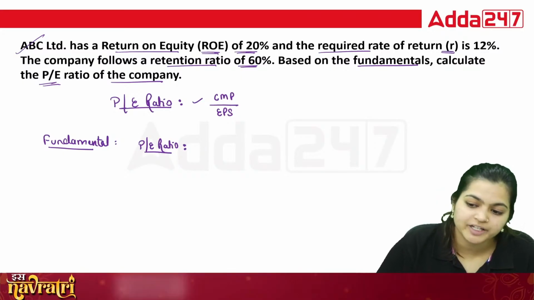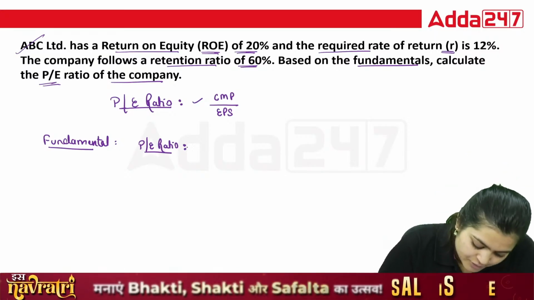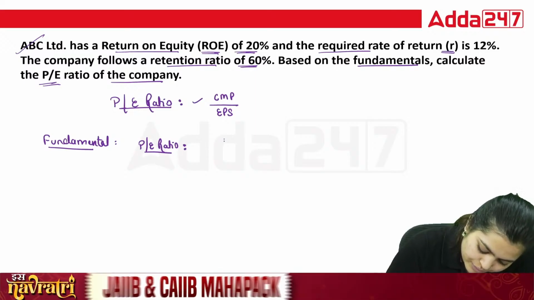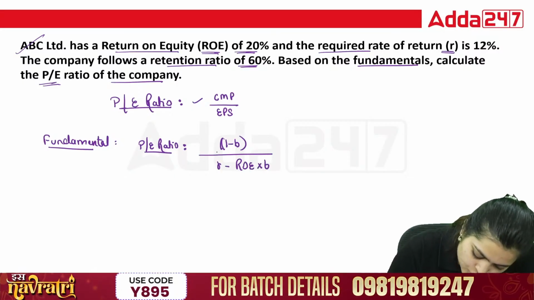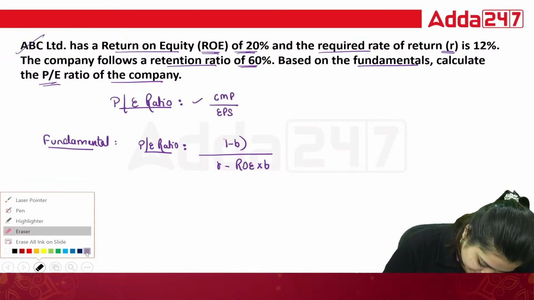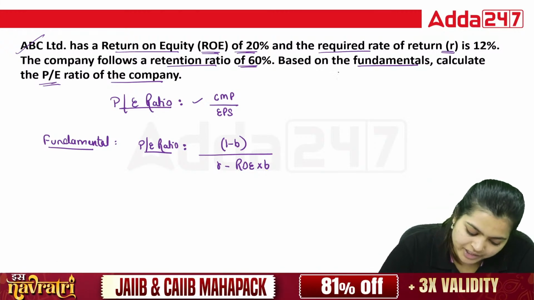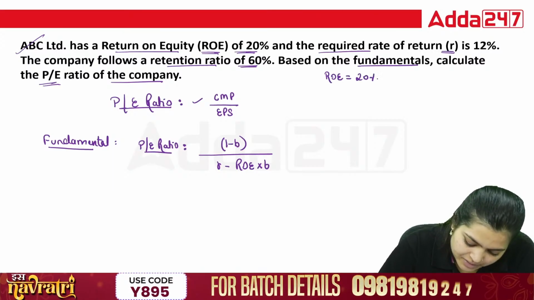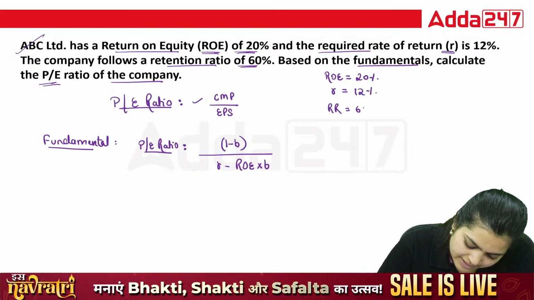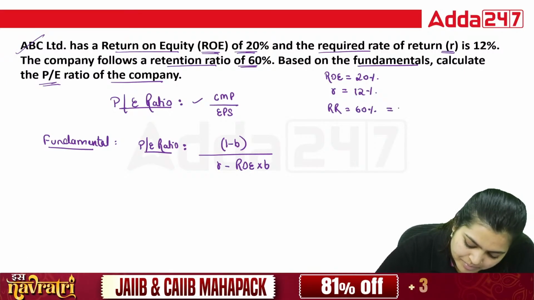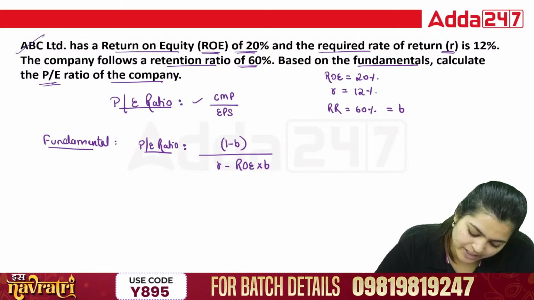Yes, everyone. So how we need to calculate here? So they are asking about PE ratio, with the help of fundamentals. So this is equal to (1 minus B) divided by (R minus ROE into B). (1 minus B) divided by (R minus ROE into B). ROE is your return on equity, that is 20%. R is also given, that is 12%. And retention ratio is given, that is 60%. Now this B means what? This B means your retention ratio only. And based on this, we need to calculate the amount.